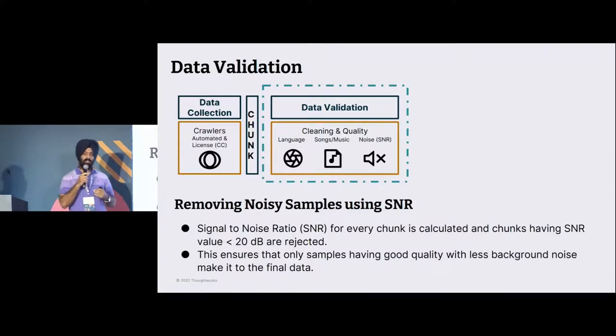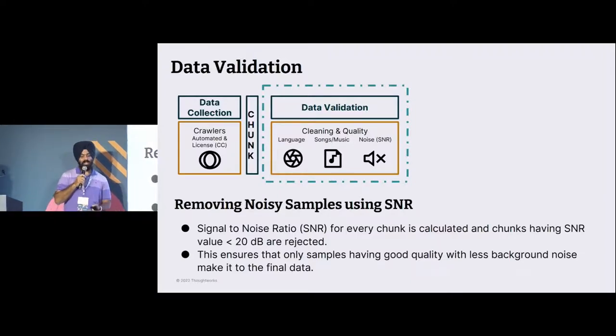And then we have removing noisy samples using SNR. So SNR is signal to noise ratio, which tells how much background noise is present in your data, right? So SNR gives you a decibel value, okay? And we had a threshold of 20 dB. So anything less than 20 dB was rejected based on the chunks, right? So this is the data validation pipeline.